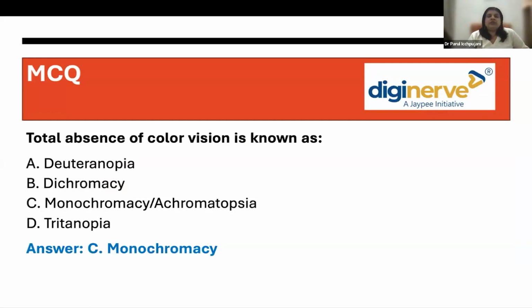What is the total absence of color vision known as? Deuteranopia, dichromacy, monochromacy, or tritanopia. Now we know the first two options are involving another color. So since there is a color deficiency involved in the first two and the last option, the correct answer is C, monochromacy or achromatopsia.